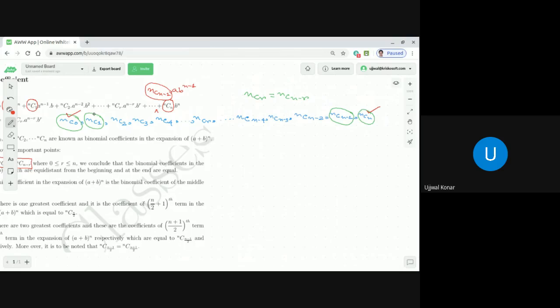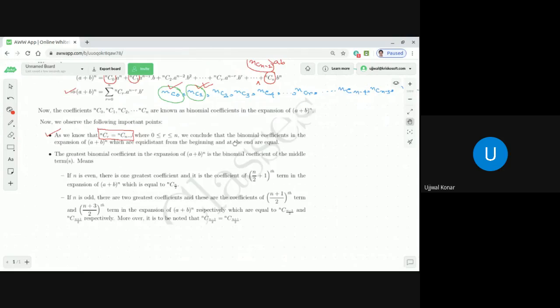Binomial coefficient related to the second term is equal to the binomial coefficient related to the nth term. Correct? Binomial coefficient related to the third term is equal to the binomial coefficient of nC2 is equal to nC(n minus 2), like that. I hope all of you got it and I can proceed.